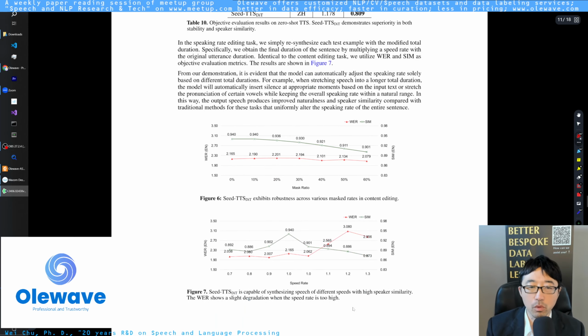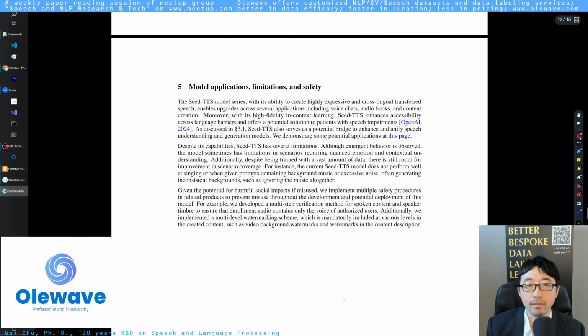There's some analysis I will skip. This is the model application and limitation part.